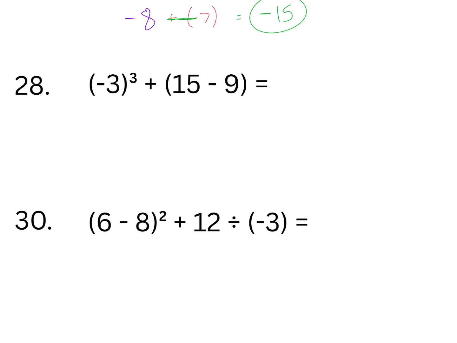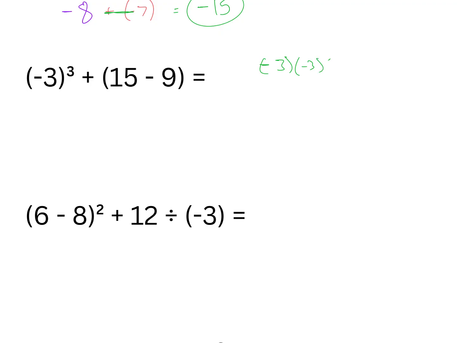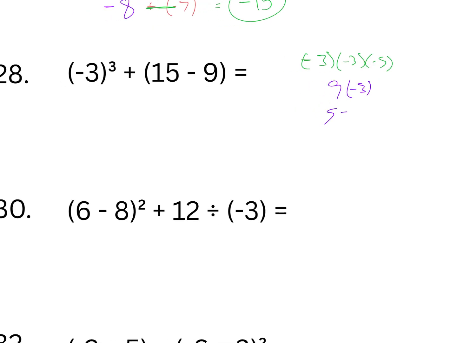Negative 3 cubed plus 15 minus 9. Negative 3 cubed is negative 3 times negative 3 times negative 3. Well, that's 9 times negative 3, which is negative 27. Negative 27 plus, and now we can do those because they're in parentheses. 15 minus 9 is 6. Negative 27 plus 6 is negative 21.